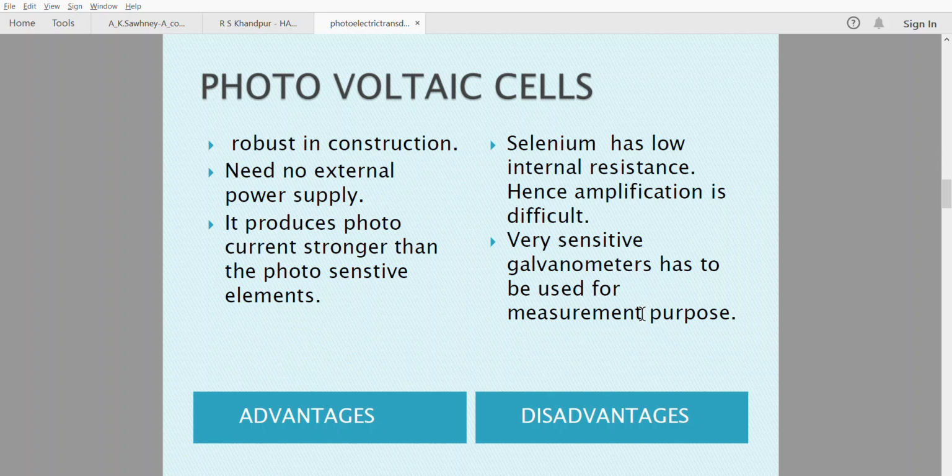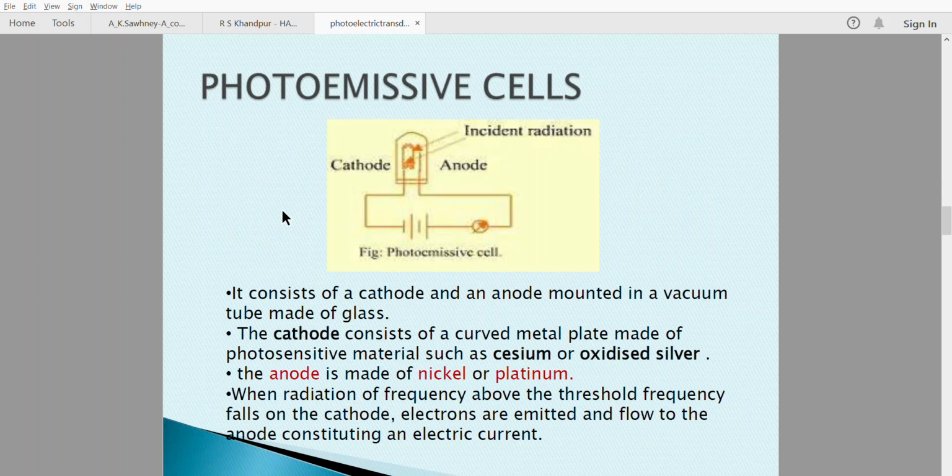What are the advantages and disadvantages? Photovoltaic cells are robust in construction and need no external power supply. They produce photocurrent stronger than the photosensitive element. Selenium has low internal resistance and amplification is difficult. Very sensitive galvanometers have to be used for measurement purposes, else it will result in noise.